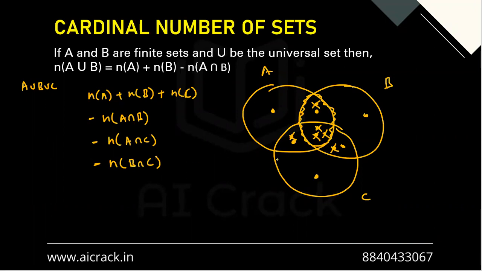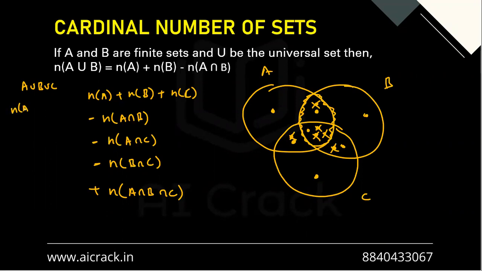But in this process, we have got one dot over here, one dot over here, everywhere we have got one dot. But in the total common region, we haven't got any dot. So to put an extra dot over here, we'll add n(A intersection B intersection C). So now we have got one dot over here. Basically, none of the elements is being repeated in this entire set. So this is our formula for A union B union C.